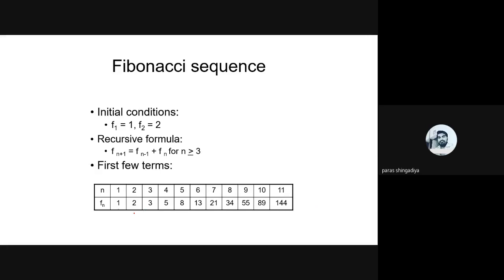It is the addition of the preceding terms. 1 plus 1, that is 2, and 2 plus 3, that is 5. 3 plus 5 you will get 8. 5 plus 8, that is 13. 13 plus 8, that is 21, and so on. So there is the Fibonacci sequence, and its formula form will be f(n plus 1) is equal to f(n minus 1) plus fn.